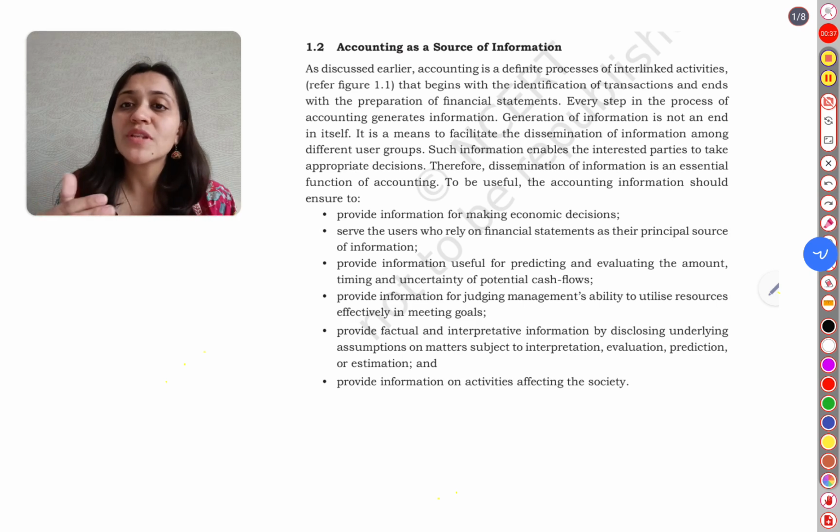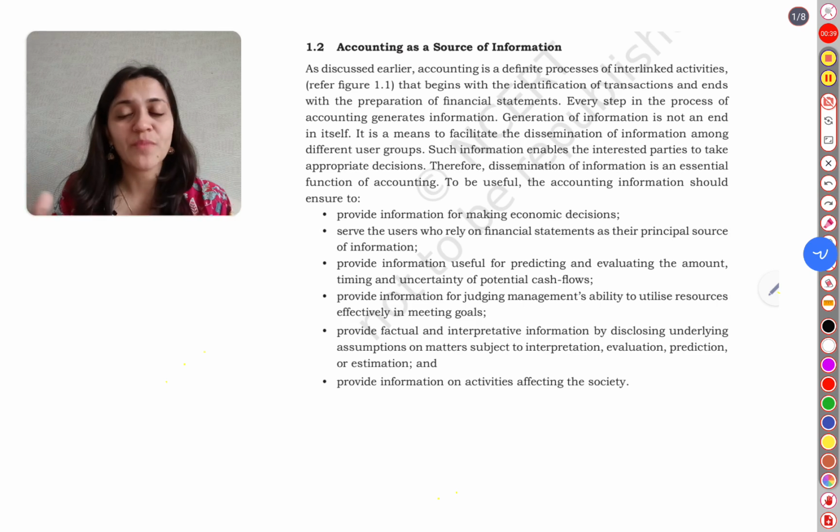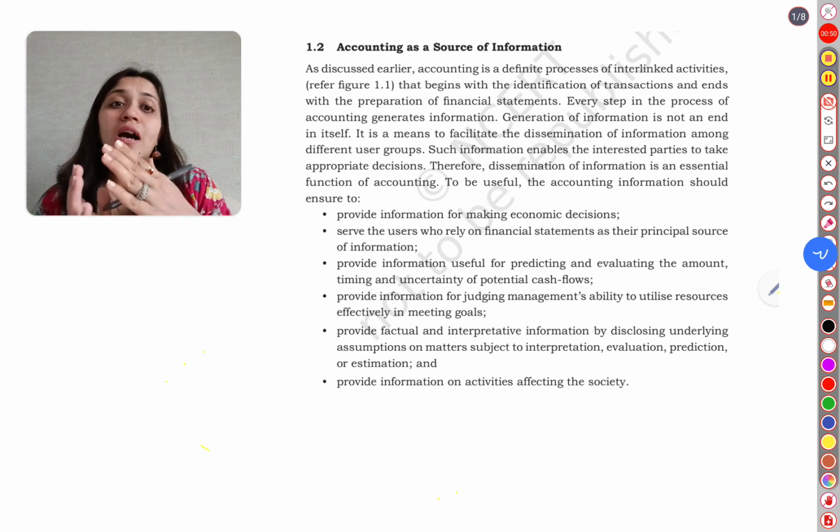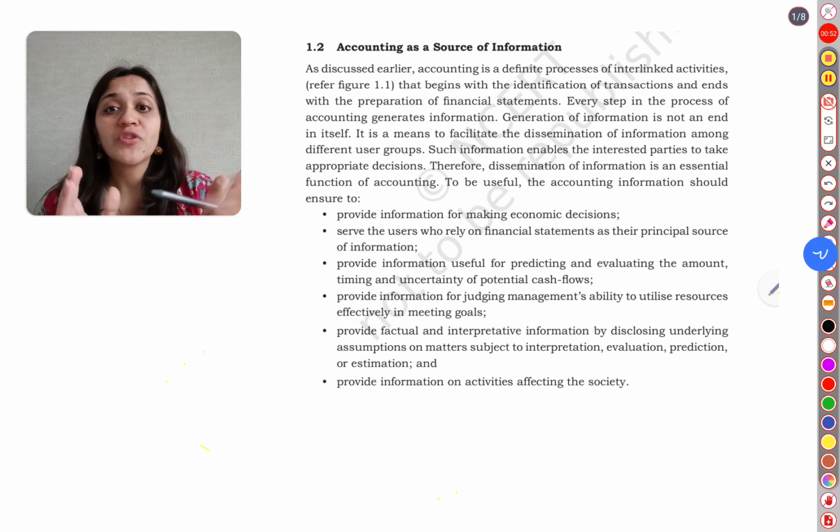In every step of the process, accounting generates information. Means in every step you are getting something new. Generation of information is not an end in itself. It means to facilitate the dissemination of information among the different users and the different groups.